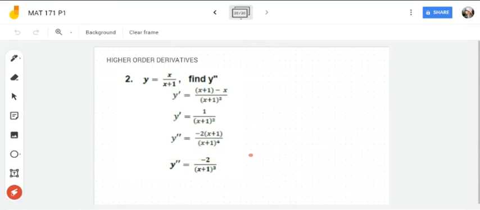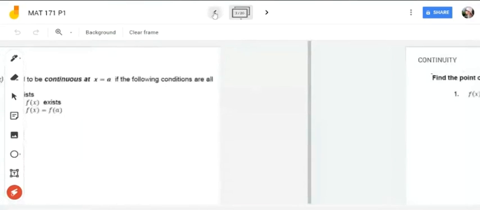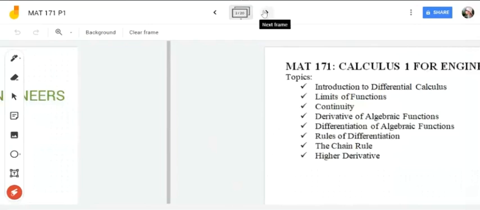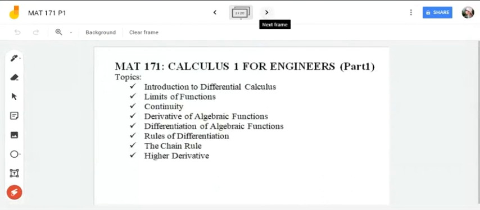Okay, so that's all. That is all the topics for our review of Calculus 1 for engineers. And then we have tackled all the topics. So I hope that you have learned what you need to learn in order for you to pass your examination and your quizzes. So I hope that this review helped you. And again, if you need a detailed discussion of these topics, then you can refer to our discussion on our Google Classroom.